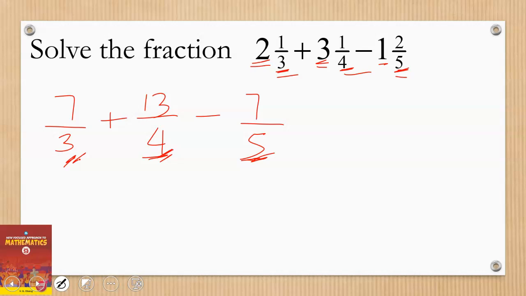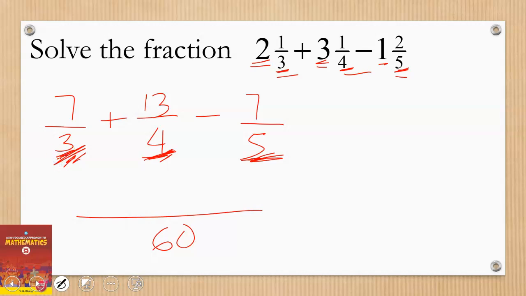Now you could see that if you start with 5, 10, 15, 20, 25, all these numbers 3 cannot divide. Then 30, 3 can divide, but 4 cannot divide 30. So then 35, 40, 45, 50, 55. I think the best will be 60. And the 60 can be generated by multiplying 3 times 4 times 5. That will give us 60.